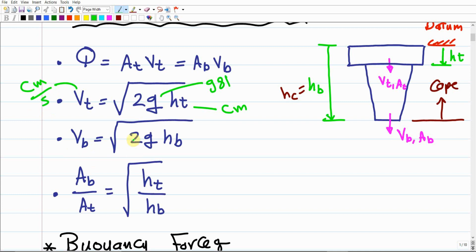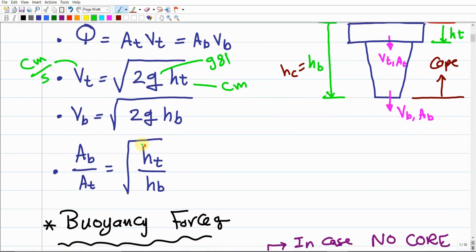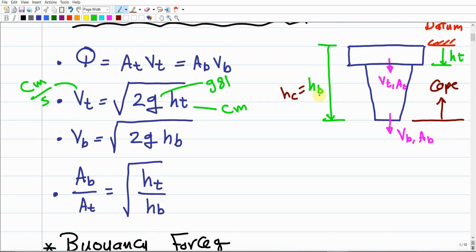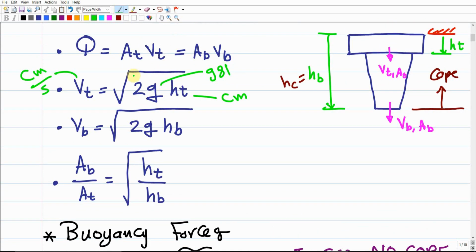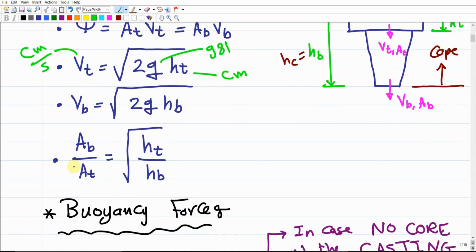The same thing applies for the second velocity at the bottom. It means that we're gonna consider a different height from the datum, which is HB, and we said that HB in many cases is gonna be the cope height. And if we plug these three equations together, solve them and do some manipulations, we're gonna end up with this ratio between the bottom area and the top area of the down sprue.